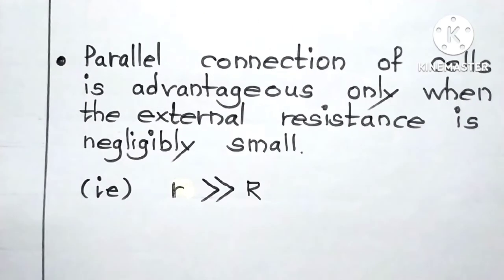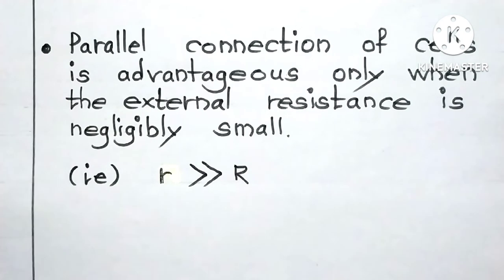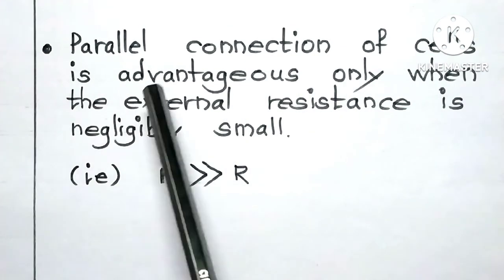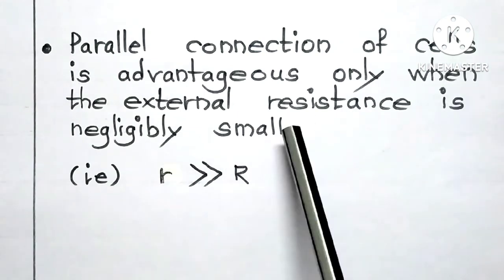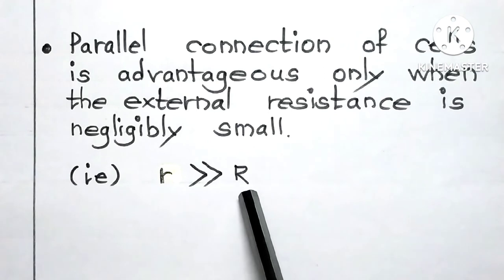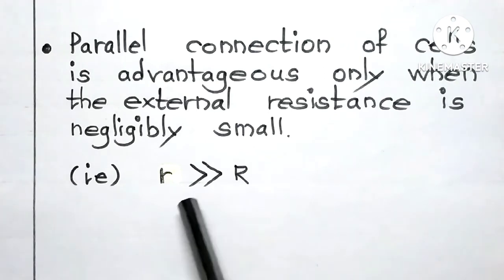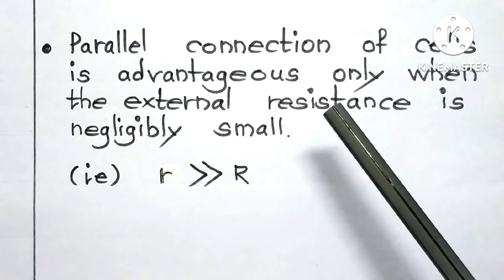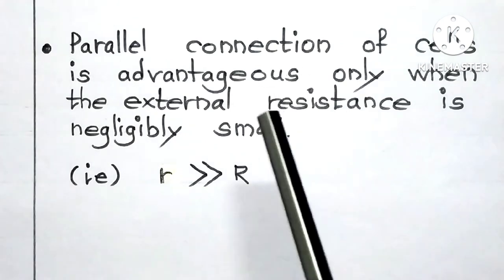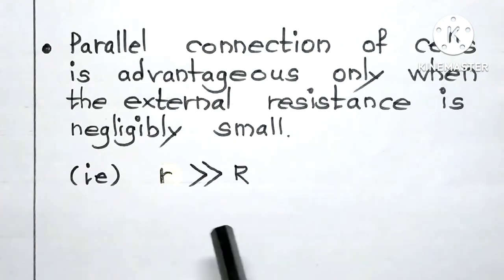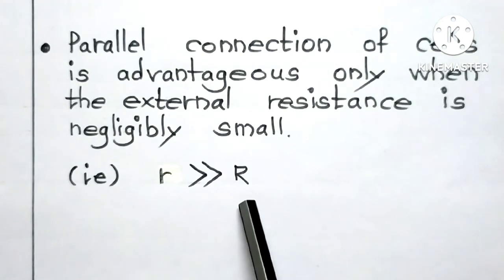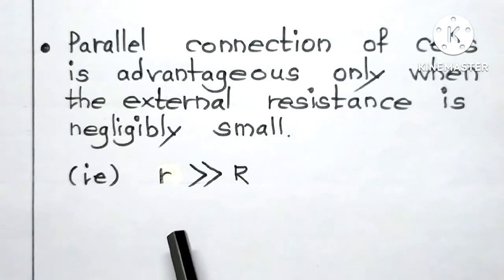But parallel connection of cells is advantageous only when the external resistance is negligibly small, that is, capital R is far smaller than small r. So in the case of series connection, internal resistance must be very, very small. But in the case of parallel connection, the external resistance must be very, very small in order to get a useful current. So this video has come to an end.